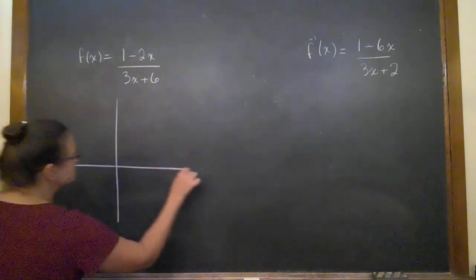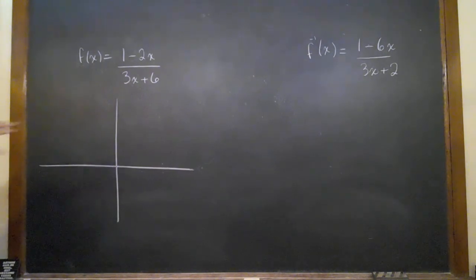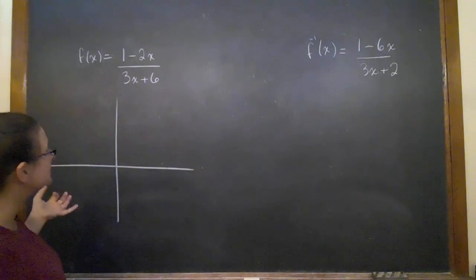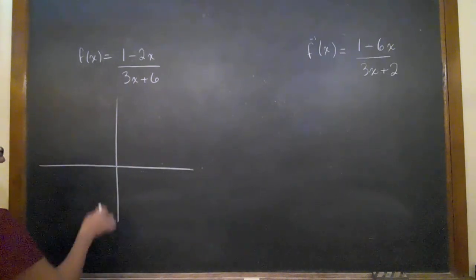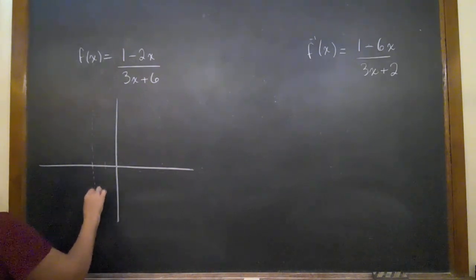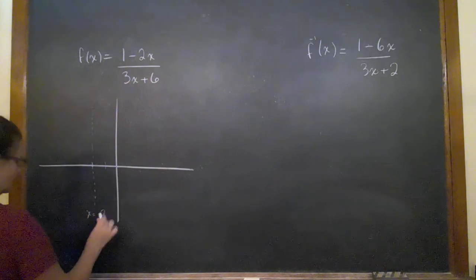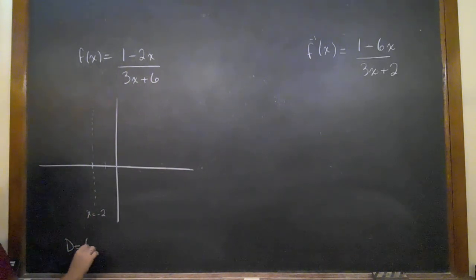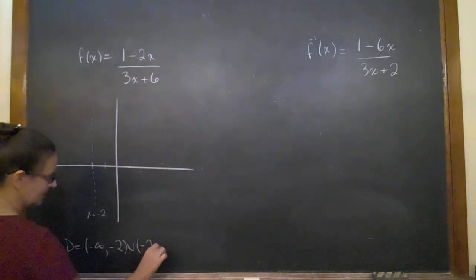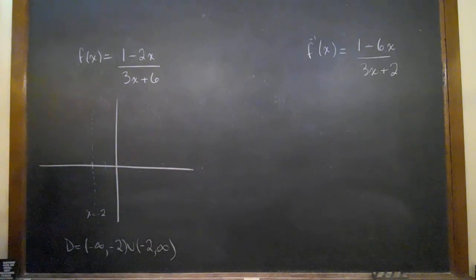So if I take this, I know that this graph has an asymptote, right? Because I got 3x plus 6 in the bottom. So if x equals negative 2, I'm going to have a 0 there. So this is going to be my asymptote at x equals negative 2. And my domain is then going to have to not include that point at negative 2. Okay? So I have a vertical asymptote.